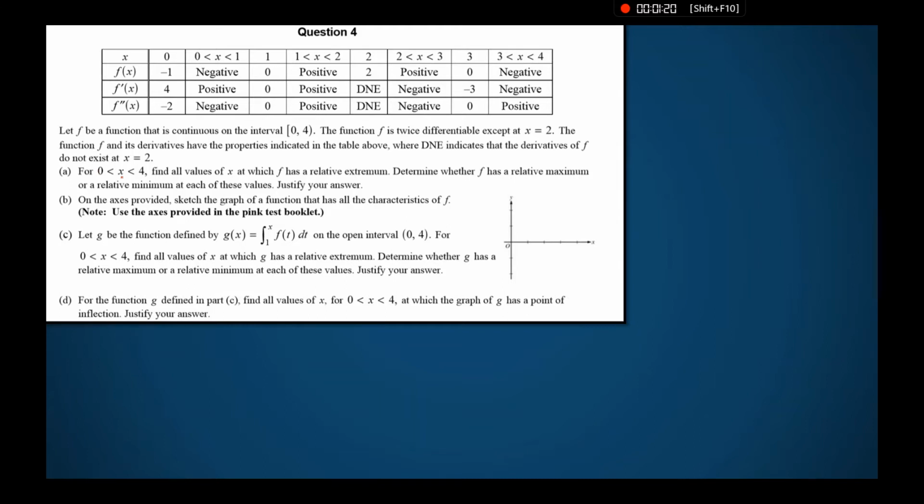For 0 to 4, we want to find all values for which f has a relative extrema, and then determine whether it's a relative minimum, maximum, and justify the answer. So what do I have to do? Okay, so critical points first. Okay, so we have critical points at x equals 1. And then at x equals 1, so that was the point where our first derivative is 0.